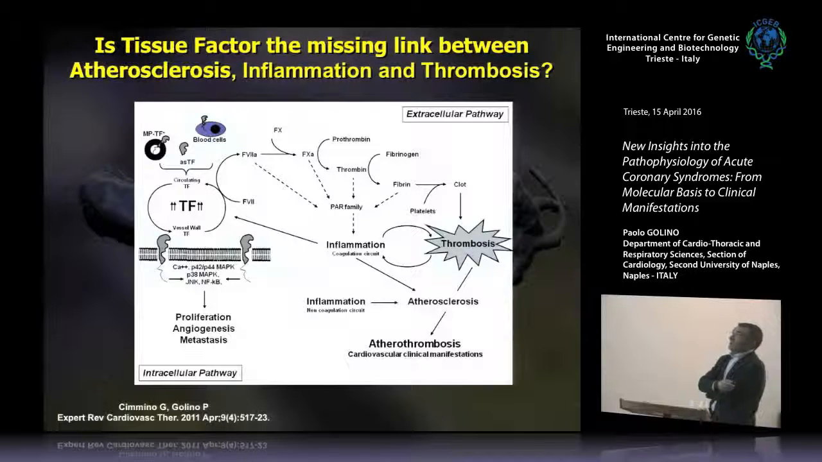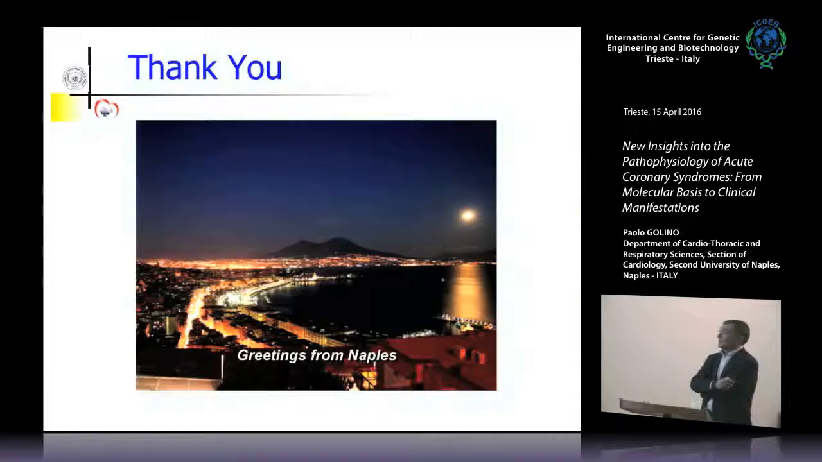And the other concept that I think is important is that this molecule, tissue factor, is probably very important because it is at the crossroad of coagulation, immunity, and inflammation, and can play a pivotal role in this phenomenon. I think that's it for the moment.